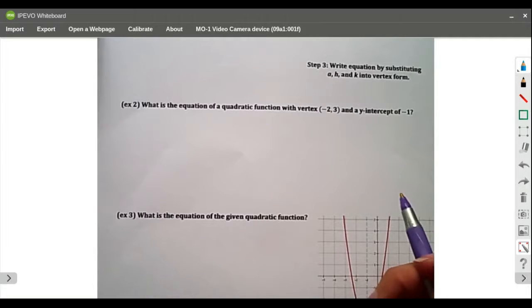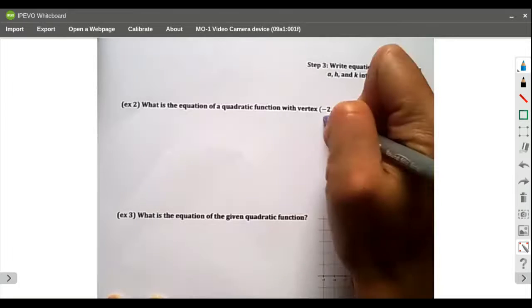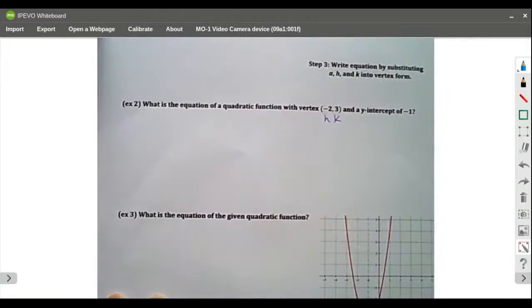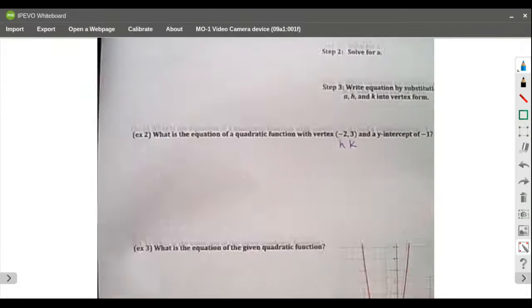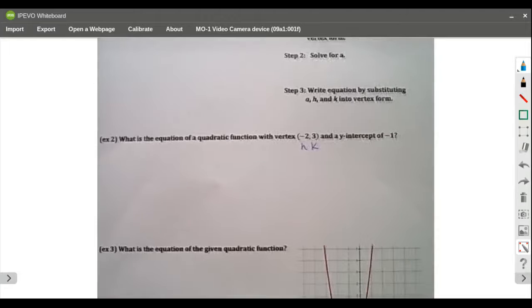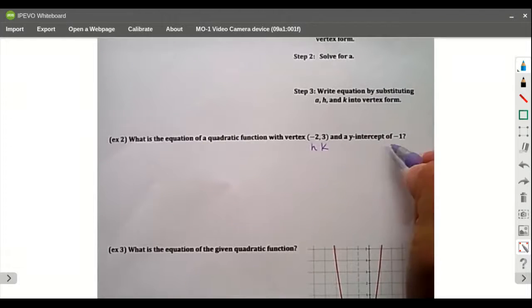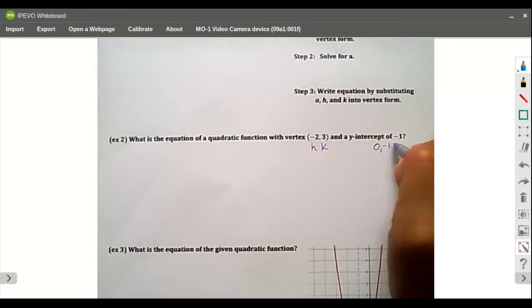So this next one, example 2, we're given the vertex again, which is (h, k). So let's label that (h, k). And we're also given the y-intercept this time. So the y-intercept is a point that's on the parabola. We just have to write it as an ordered pair. So if it's the y-intercept of -1, that's really written as (0, -1). And that's your x and your y.